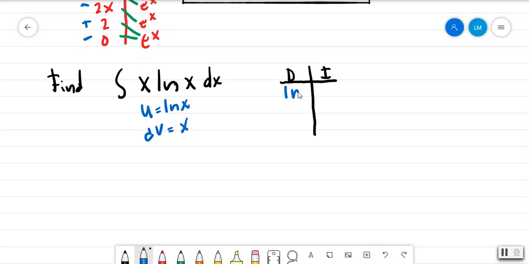So we have natural log of x, and then we have x. So this is going to be 1 over x, then this is going to be negative 1 over x squared. This is going to be x squared divided by 2. And then, it's very likely that we didn't even need to do this third layer, but it's okay. It gives us some practice.